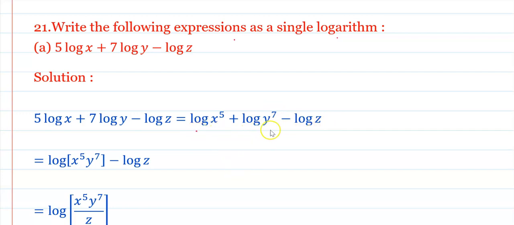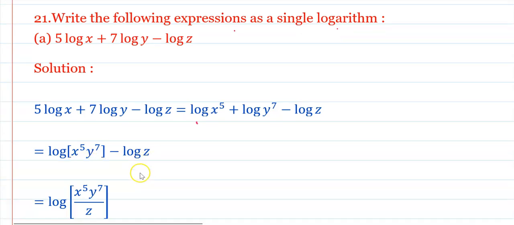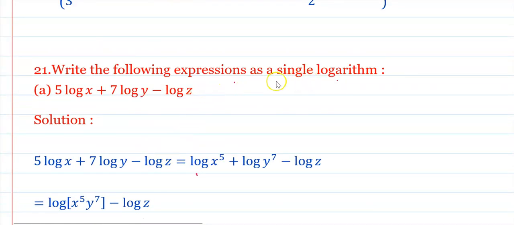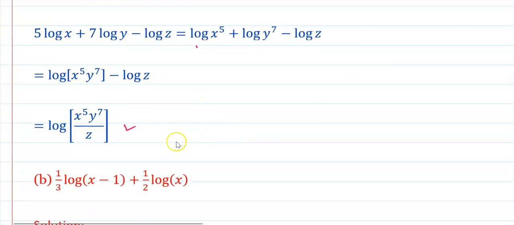Okay, then here we will apply the product rule, that is log of x raised to 5 into y raised to 7 minus log z. Again there is subtraction, which means log of m minus log of n is log of m upon n, that is log of x raised to 5 into y raised to 7 upon z. In this way, we have this as a single logarithm.